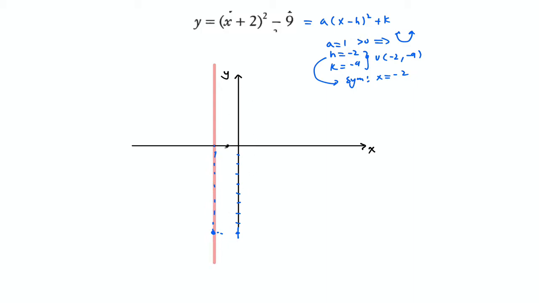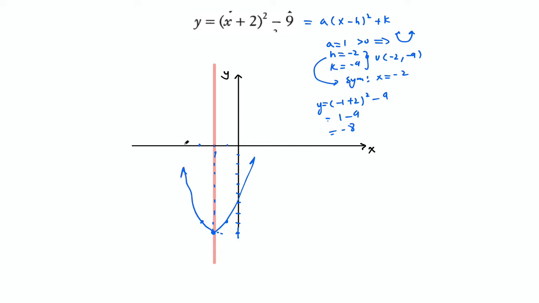Okay. If I plug in negative 1, whatever y value I get is the same as if I plugged in negative 3. So plugging that in, I get negative 1 plus 2 squared minus 9. This becomes 1 squared, so that's 1 minus 9, which is minus 8. So we get a point that's right here. Okay, so it's a parabola that goes up like this.